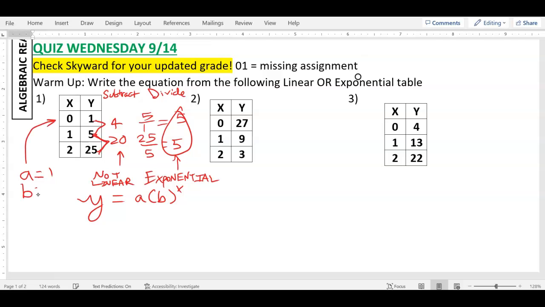Now, b is the rate. You just found that off to the right when you divided bottom by top. What was that rate we got over there? 5. You'll see that over there? 5. So, b equals 5. So, if I have a and I have b, now I can write my equation: a times b to the power of x, right?